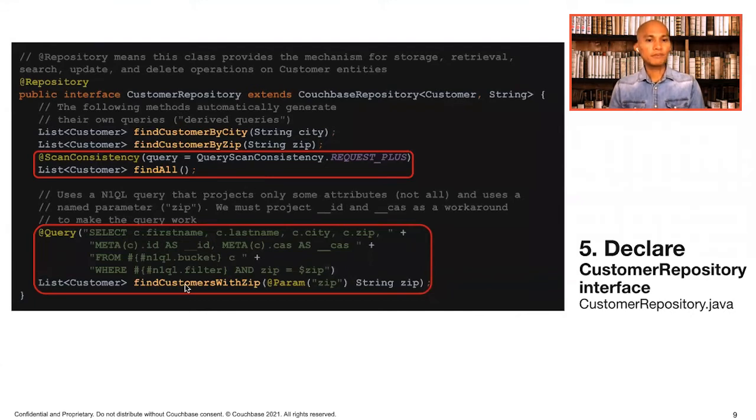The last method, findCustomersWithZip, does not generate its own query. Instead, we use our own query with the @Query annotation. Note that this query also uses a named parameter, zip, specified with the @Param annotation.